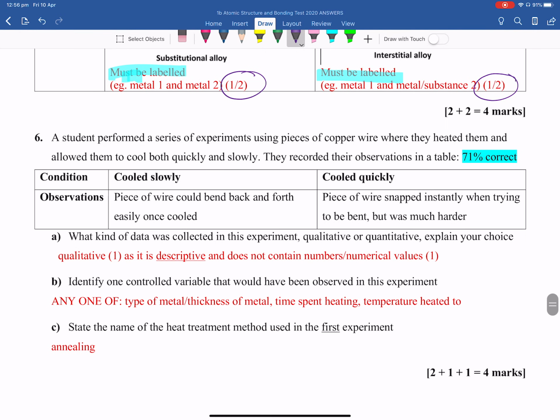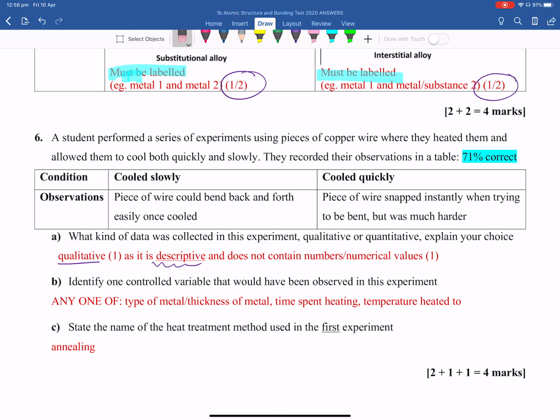Going down to question 6, we have a bit of data from a metal heat treatment practical. You can see what kind of data we are collecting. It has to be qualitative because it's descriptive. It uses words, there's no numbers. So therefore this is qualitative data. And that was 1 mark for saying qualitative and 1 for giving me the reason. Identifying a controlled variable, anything that was kept the same.